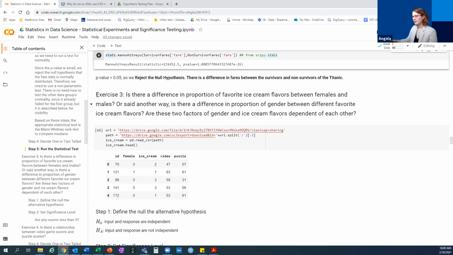All right, moving right along, exercise 3. We'll be using a different data set called the ice cream data set. And I'm going to ask the question, is there a difference in the proportion of favorite ice cream flavors between females and males? Or said another way, is there a difference in the proportion of the gender between different preferred ice cream flavors? And then said another way, are these two factors of gender and ice cream flavors dependent on each other? Is there an implied dependency of these two factors?